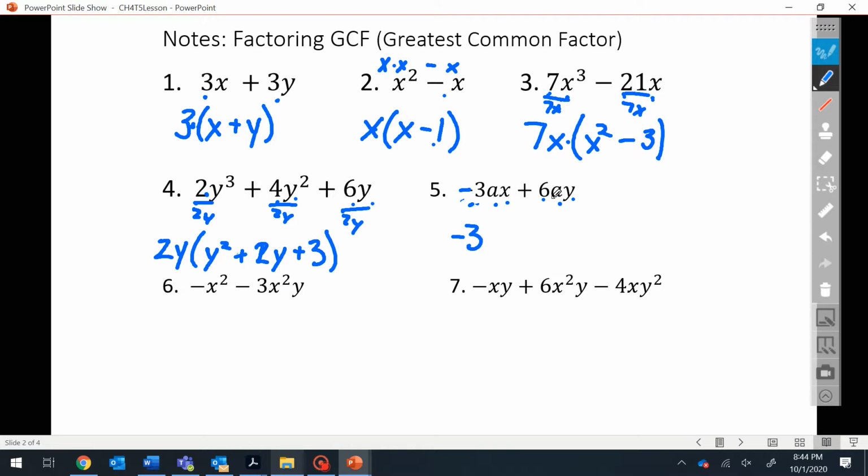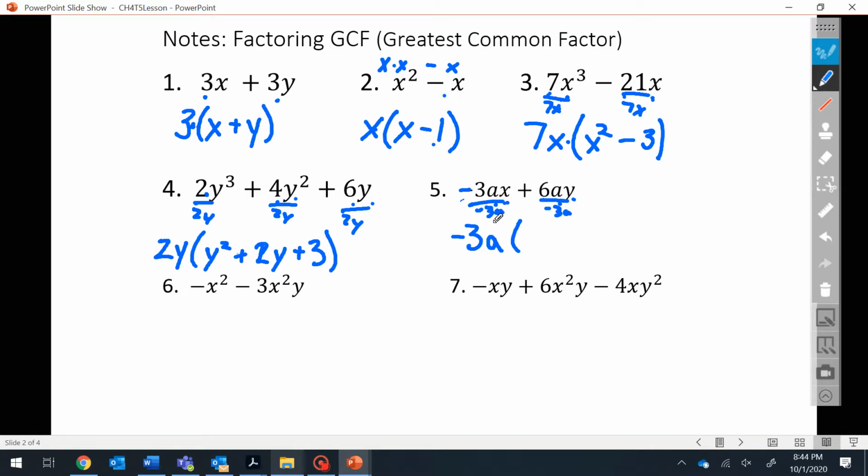For the a's, a and a, the greatest common factor is a. And x and y are two different variables, so I can't really do anything about those. There's no greatest common factor for x and y. So what I'm going to factor out is negative 3a. So I'm going to divide both of these by negative 3a.